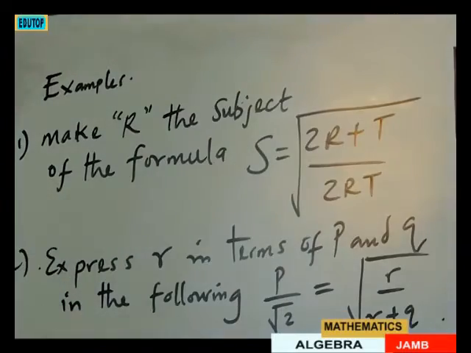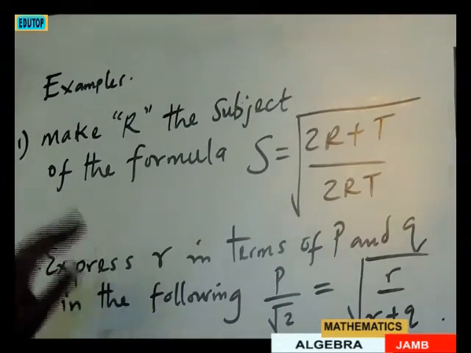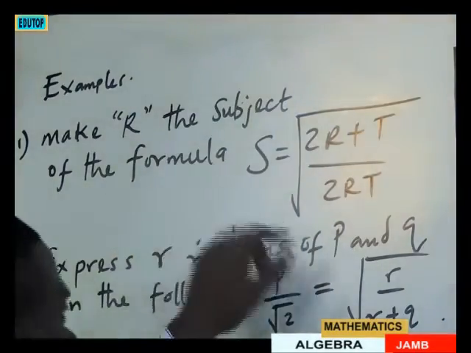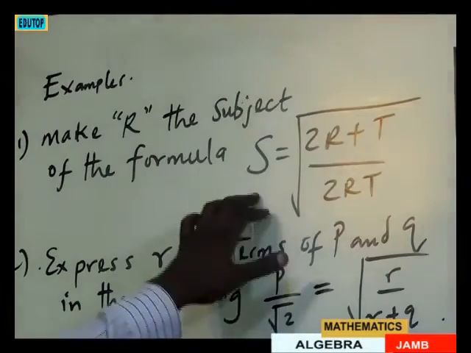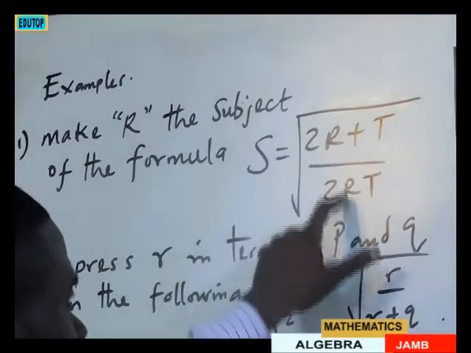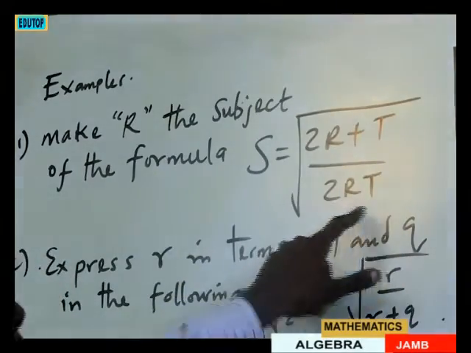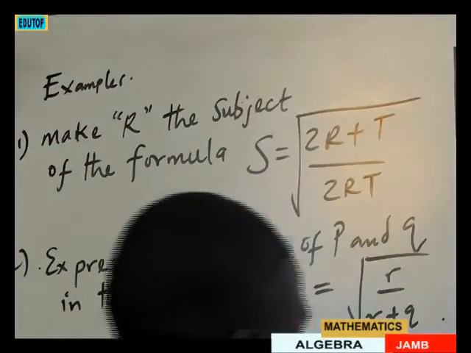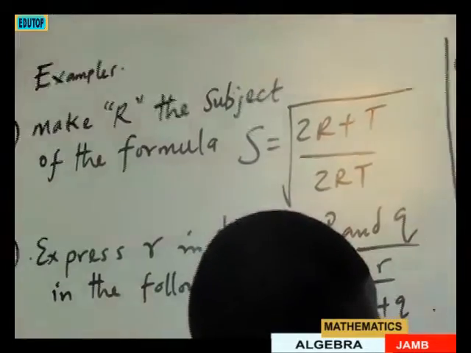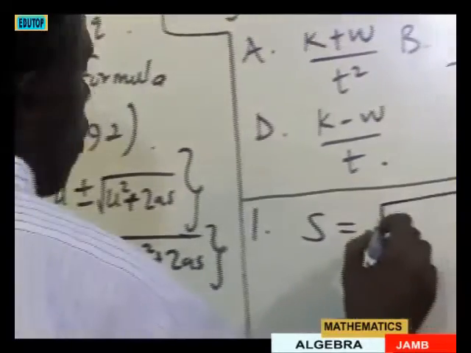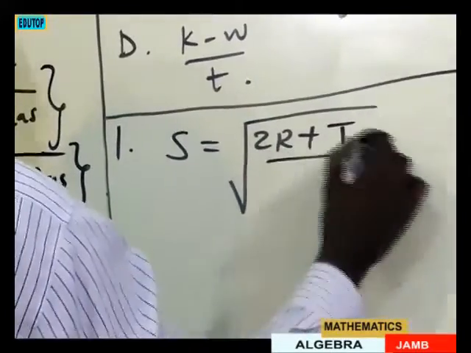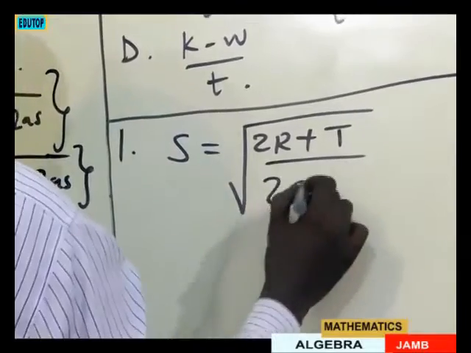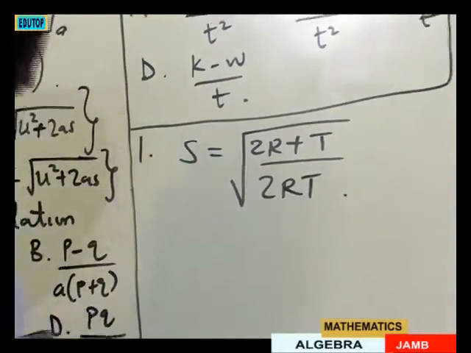The first one says make R the subject of the formula. So this is what we are given, and we have to make R the subject of the formula. Look at this closely. You will see that R appeared twice, as the numerator and also as the denominator. So to answer this question, we have S equals the square root of (2R plus T) over 2RT.